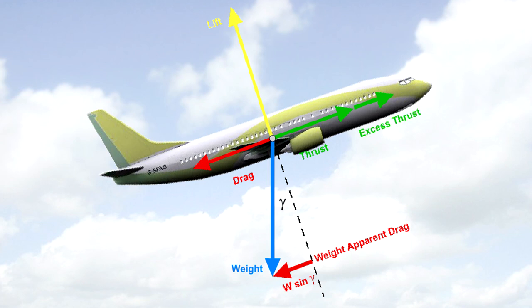This is known as excess thrust. You'll notice now that the forward acting force in green matches the rearward acting forces in red, and therefore the aeroplane is able to maintain a steady speed along its new flight path. To maintain a steady climb with no loss of speed, thrust must balance not only the aerodynamic drag, but also the weight apparent drag.